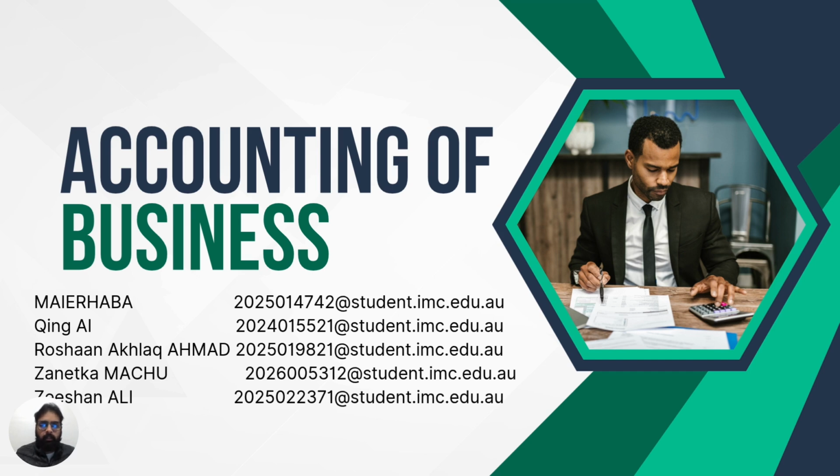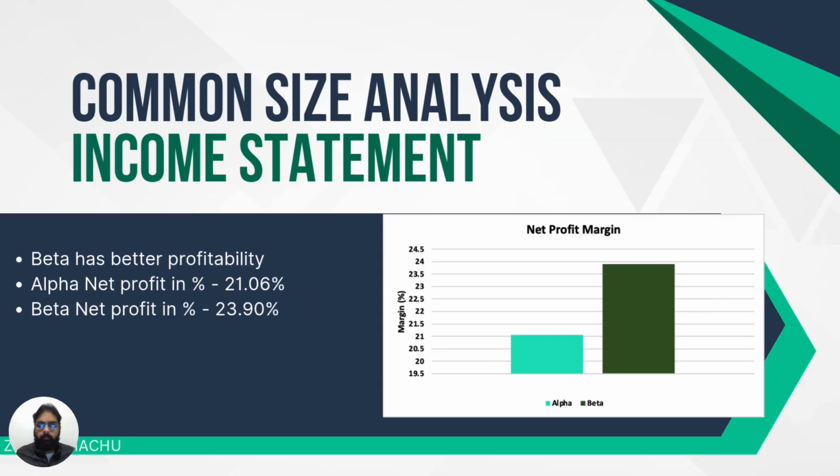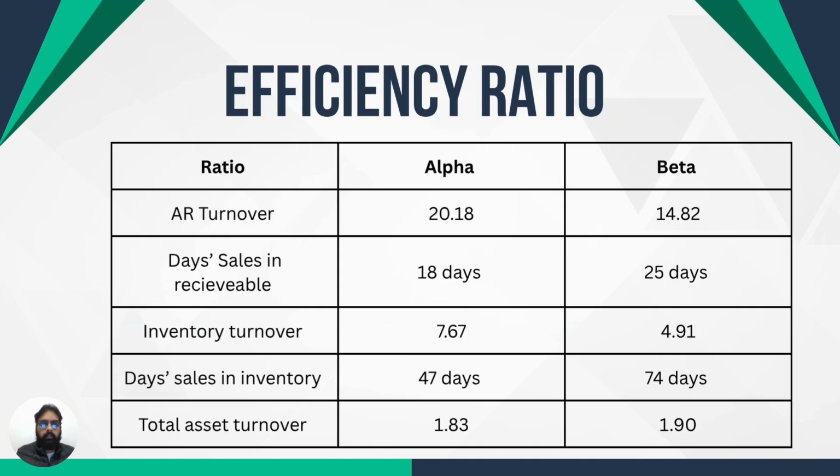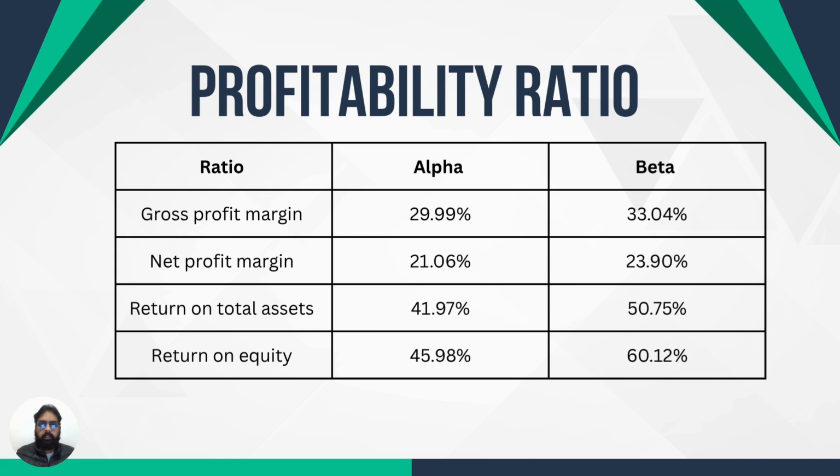Hi, this is Roshan, and I'm here to discuss the profitability and market perspective of both the companies Alpha and Beta. So, first of all, coming towards the profitability, based upon the data on the ratios provided, Beta appears to perform better financially than Alpha across all profitability measures. We are going to discuss this one by one.